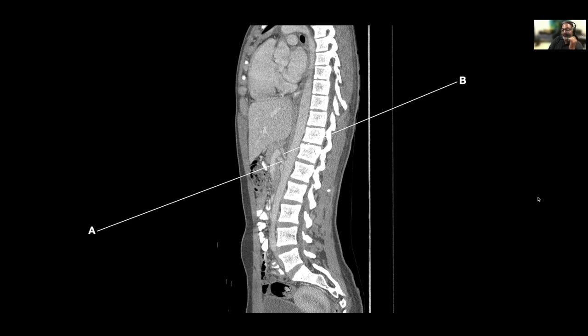I'll let you answer these also, because yes, get them very easily. This is the abdominal aorta and these are two major branches of the abdominal aorta.